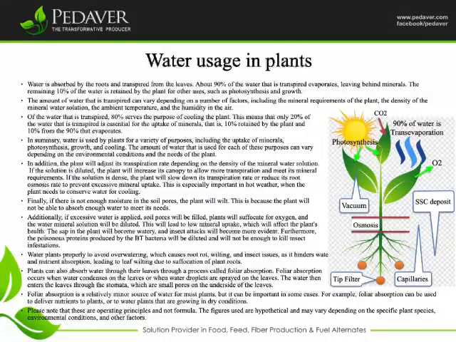For example, foliar absorption can be used to deliver nutrients to plants, or to water plants that are growing in dry conditions. Please note that these are operating principles and not formulas. The figures used are hypothetical and may vary depending on the specific plant species, environmental conditions, and other factors.